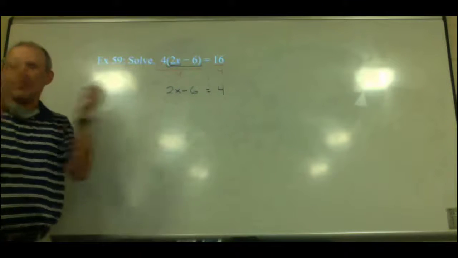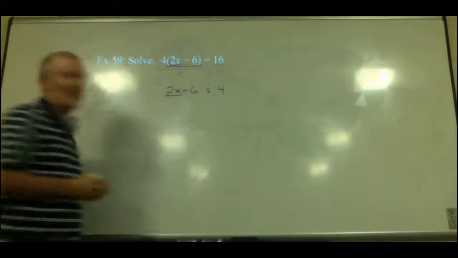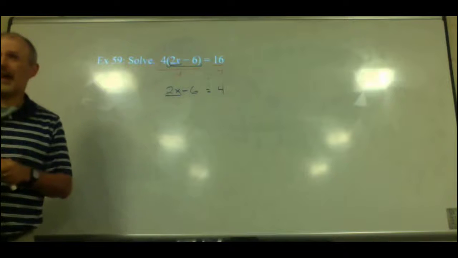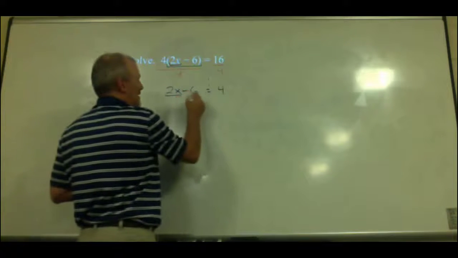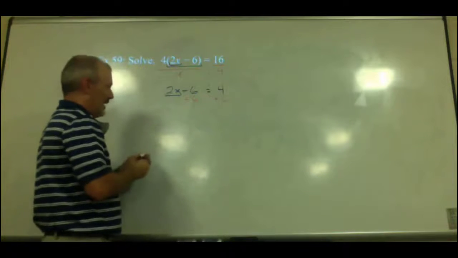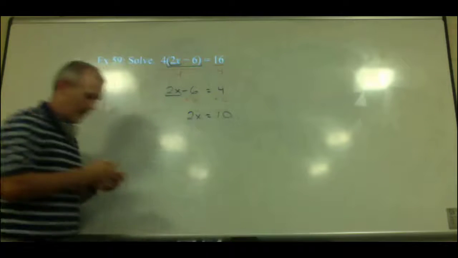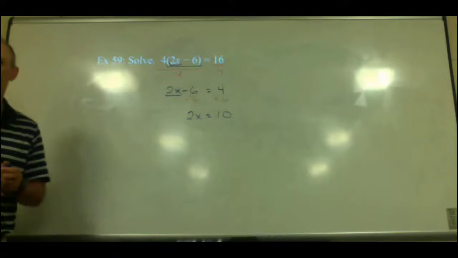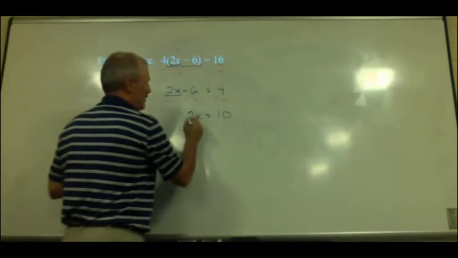Now what's grouped with the x? The 2. And so we have to get rid of the 6. How do we get rid of the 6? Add 6, because they're subtracting the 6. We need to add 6, cancel out, and we have 2x equals 10. And then our last step, how do we get rid of that 2? Divide by the 2.